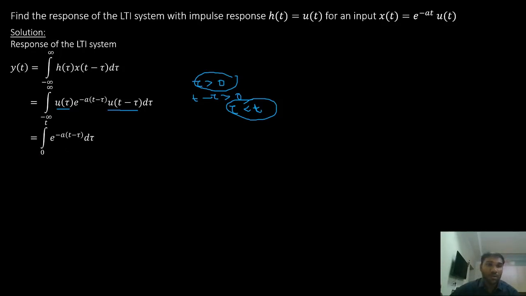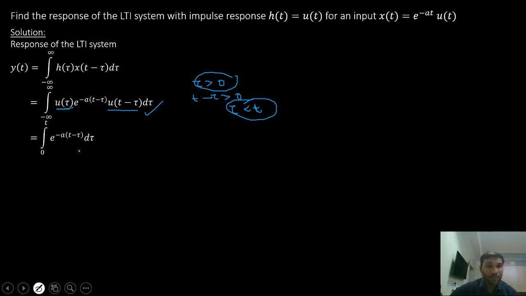Now I'm going to reduce this equation. My new limits are now 0 to t. Instead of u of tau and u of t minus tau, in these limits this is nothing but 1, and I have e power minus a into t minus tau d tau. Now I'll integrate that. If I integrate e power minus ax, what will happen? I'll get e power minus ax divided by minus a.